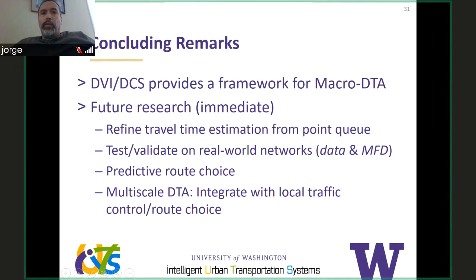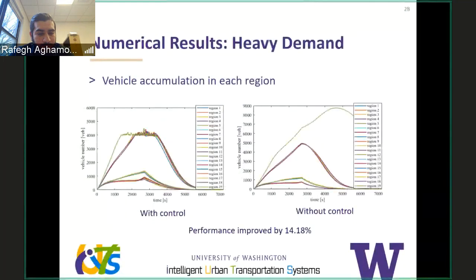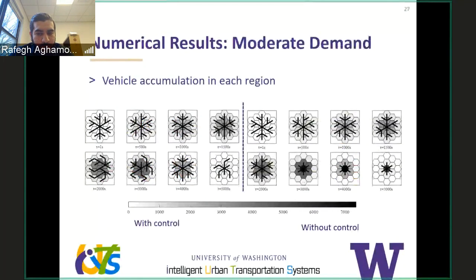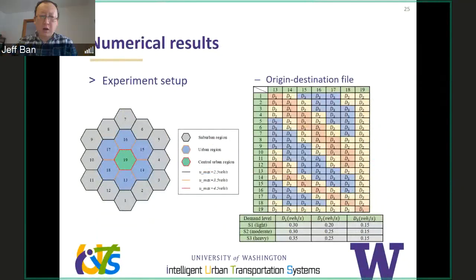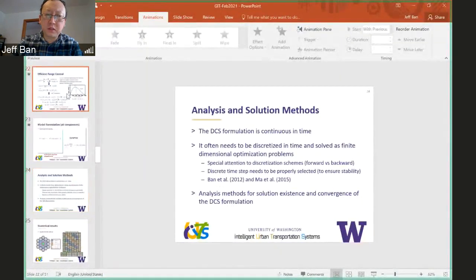So there are two questions in the chat. May I ask them? Yes, please. One question asks, is the discharge rate mu modeled as a constant? No, it's not. That's another problem you could try to address. Mu is determined by the MFD control, so it's a variable.